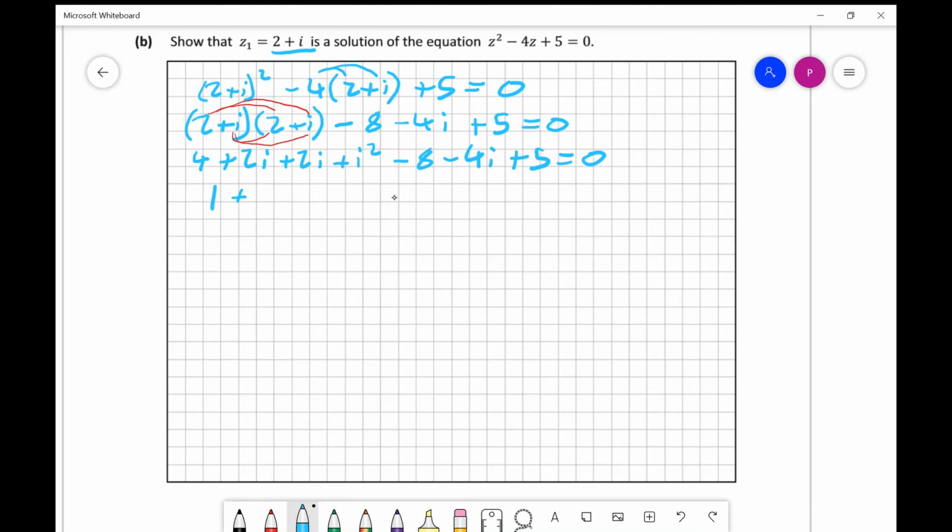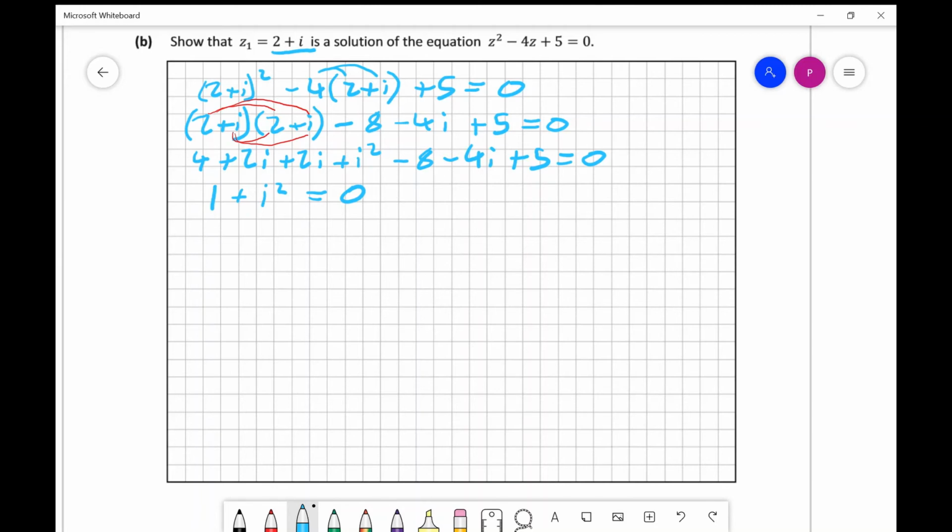And I've got an i squared here as well, which can't be added to anything at this moment in time. So I've got 1 plus i squared, and we are hoping that that's going to be equal to 0. Notice that we just kept the equal to 0 all the way down, and we're only really changing the left-hand side as we work it out.